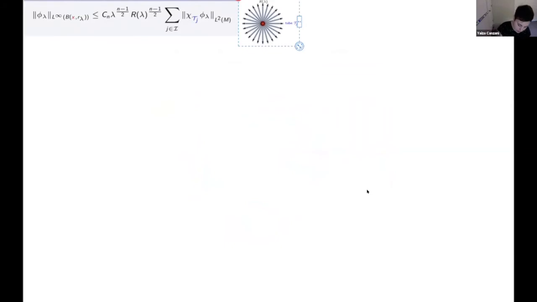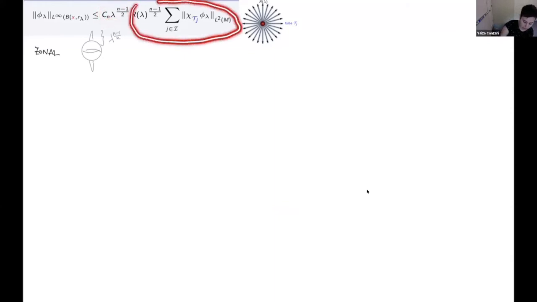Now, this L infinity bound here, as I was saying at the very beginning, is saturated by the zonal harmonics. Remember the zonal harmonics, they were blowing up at the north and south pole, and the height of this blow up was like lambda to the n minus 1 over 2, saturating Hormander's bound. And the property that they have is that the rest of this estimate actually becomes a constant when you work with the zonal harmonic at the North Pole.